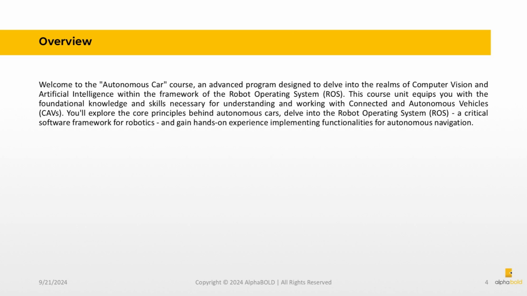This course is designed to delve into the realms of computer vision and artificial intelligence within the framework of the Robot Operating System, ROS. This course unit equips you with the foundational knowledge and skills necessary for understanding and working with connected and autonomous vehicles, CAVs. You'll explore the core principles behind autonomous cars, delve into the Robot Operating System, ROS, a critical software framework for robotics, and gain hands-on experience implementing functionalities for autonomous navigation.